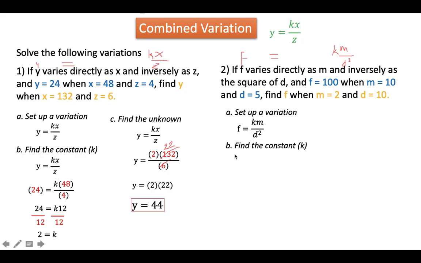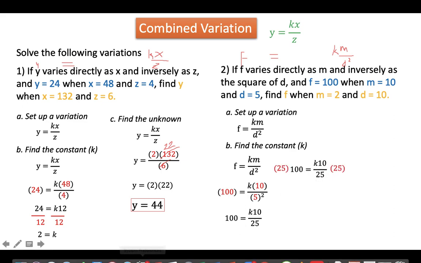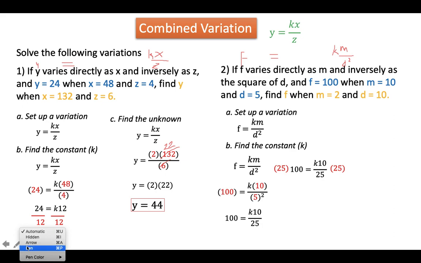Okay, so next, find the constant using the same variation. Replace f by 100, then m by 10, and d by 5. Then 5 squared here is 25, and we can multiply both sides by 25 so that we can simplify this one, and k times 10 is left. 25 times 100 is 2,500. Divide both sides by 10, and finally k is equal to 250.